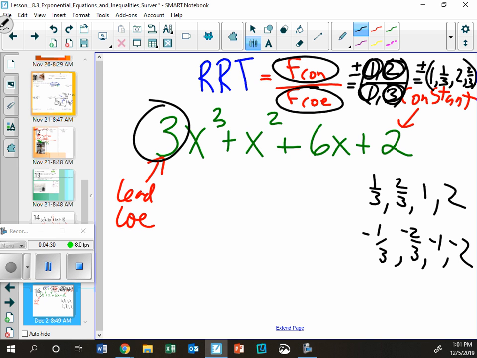And you have to list them in order from smallest to biggest. Whew! Pain in the butt. -2, -1, -2/3, -1/3, 1/3, 2/3, 1, 2. Are you serious? Yeah, I am.